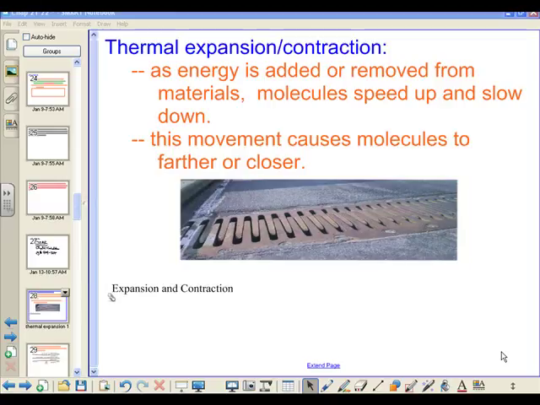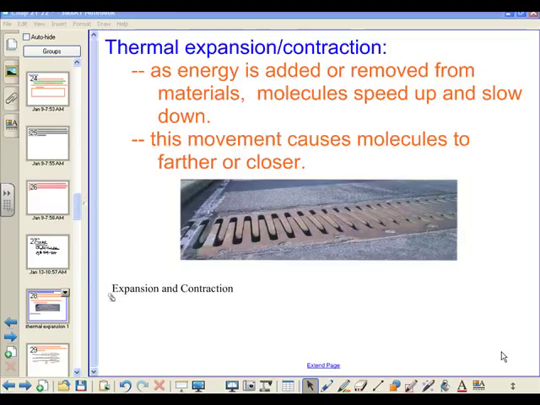So as we add energy, the molecules are going to expand. As we remove energy, they're going to contract, with one exception. Anybody know what that exception to the rule is? It's one of the most common substances on the face of the earth. Water, over a small range of temperatures. There's a reason. We'll talk about that during class.